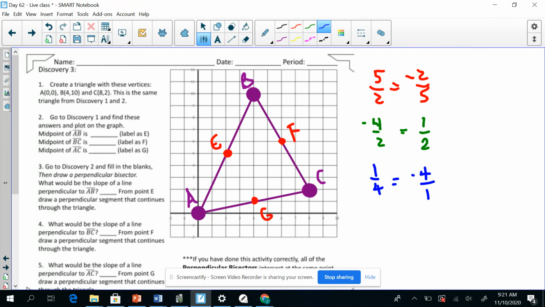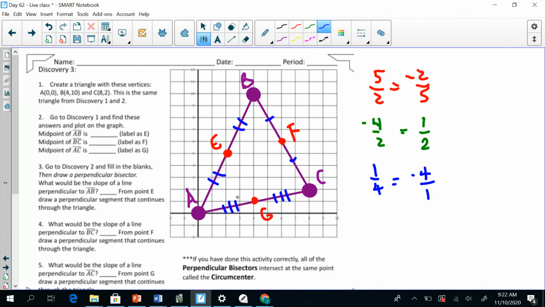So what will be the slope of a line perpendicular to AB? Again, that's that negative 2 over 5. Slope of a perpendicular to BC here, and then perpendicular here. For a perpendicular bisector, it does not have to start at a vertex. It just has to cross through these lines because this has to be equal to this. So those midpoints do matter.